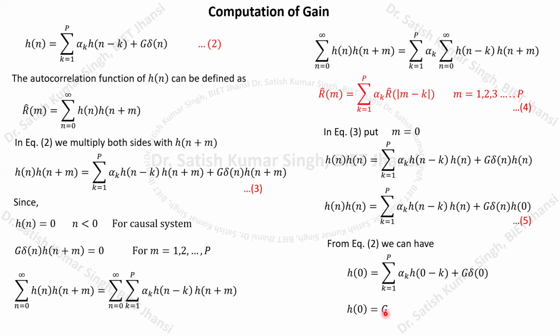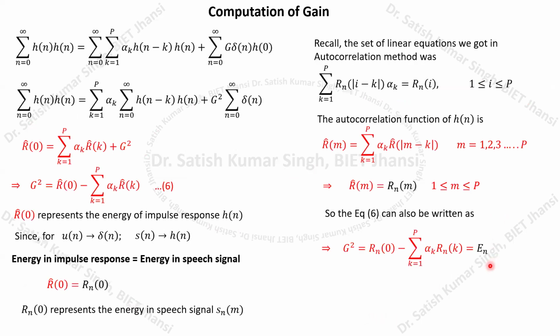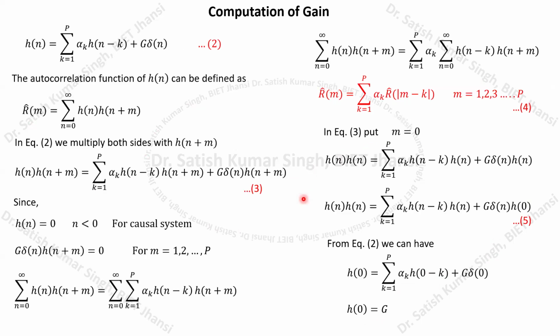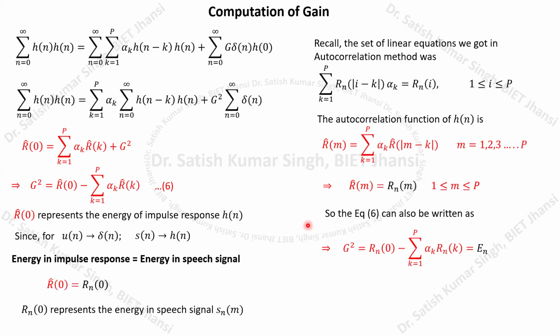Now we substitute this value of h[0] equals g into this equation, and again take the summation on both sides with respect to n equals 0 to infinity, the way we have done before. Taking the summation on both sides, we get this equation. Here I have interchanged the order of summation, and h[0] is substituted as g. So this becomes g square, and the summation from n equals 0 to infinity of delta[n] is going to be 1, so we can substitute that.